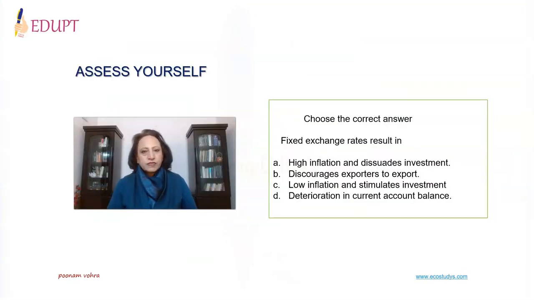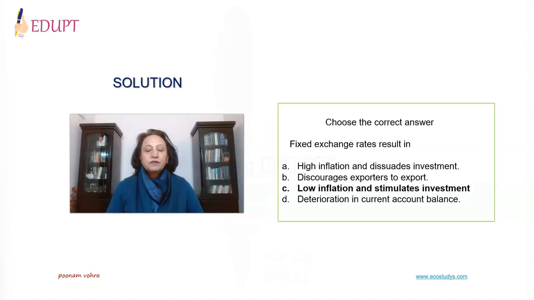Now have a look at this question. Pick up the correct option out of the 4 options given. The statement is fixed exchange rate results in A. High inflation and dissuades investment. B. Discourages exporters to export. C. Low inflation and stimulates investment. Or D. Deterioration in current account balance. Please check your answer. The correct answer is option C.